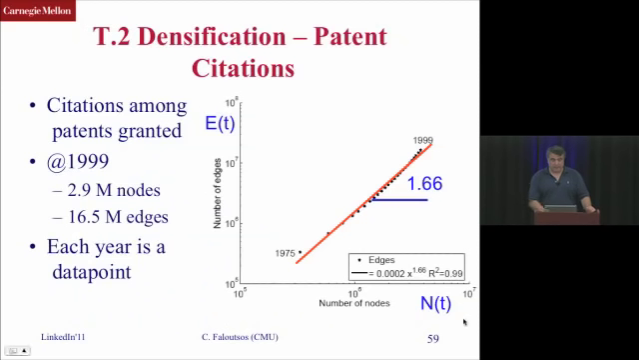So here is the number of nodes at time t, the number of edges at time t for the US patent citation graph again.